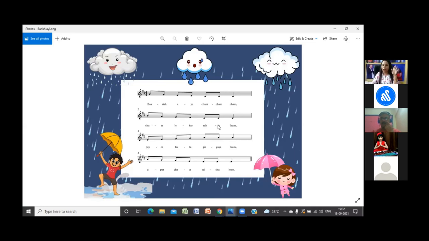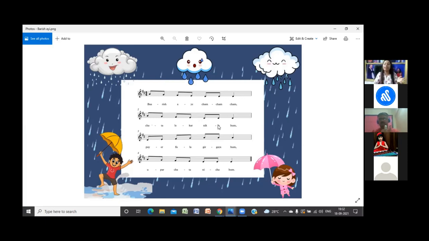I use my left hand on the third line just because that phrase is not going down, it's going up. It's different from the other phrases. That's why I use my left hand. Okay, one more time. Ready? Yes. One, two, off we go.